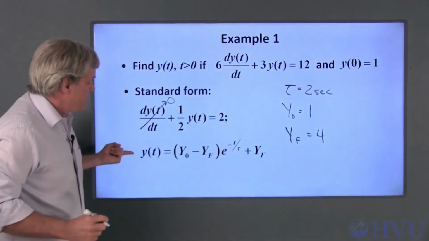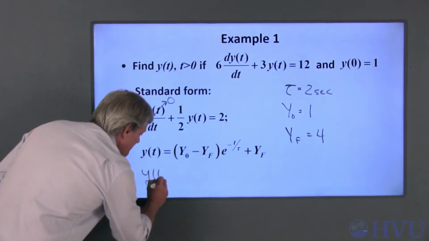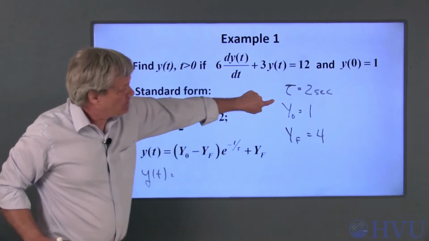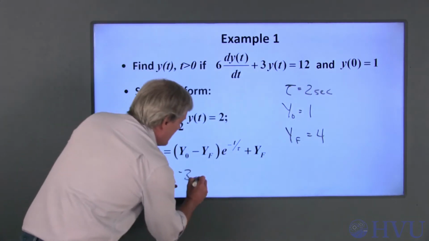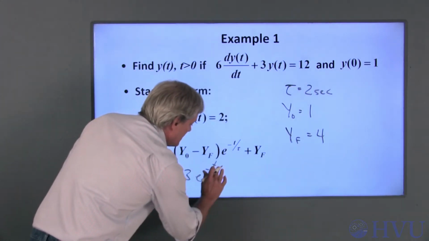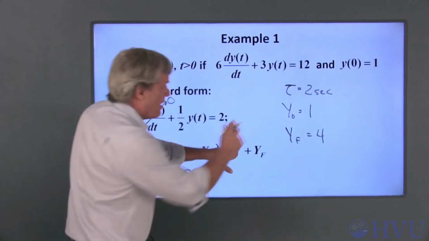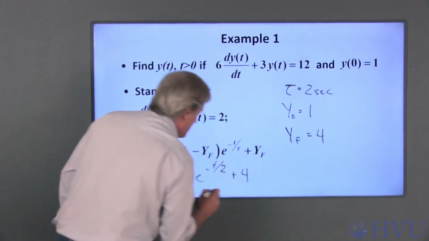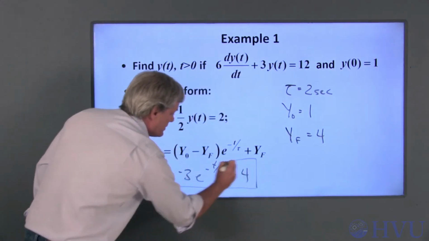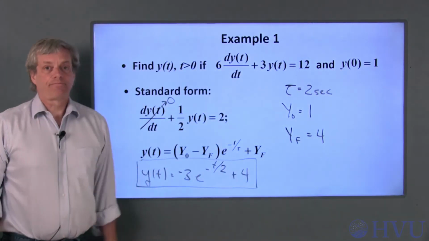Substituting these values into this equation says that y of t is equal to y0 minus yf, 1 minus 4, which is -3, times e to the -t over tau, which is 2 seconds, plus yf, which is 4. That is the solution to this differential equation.